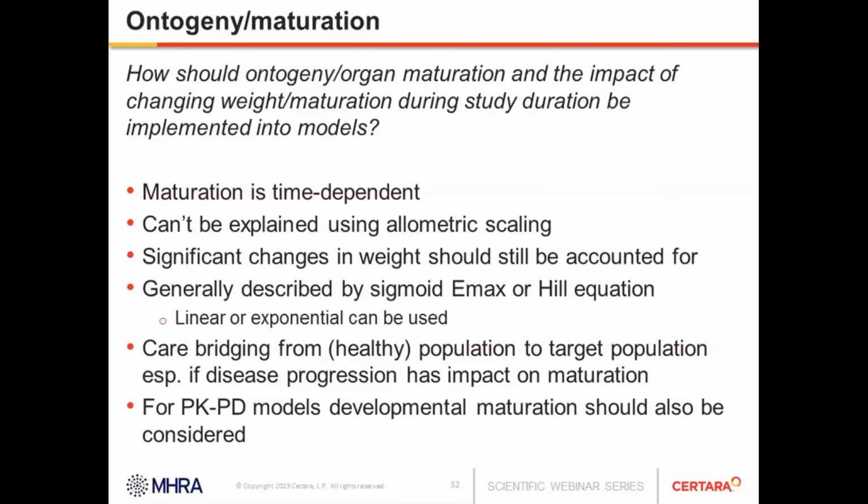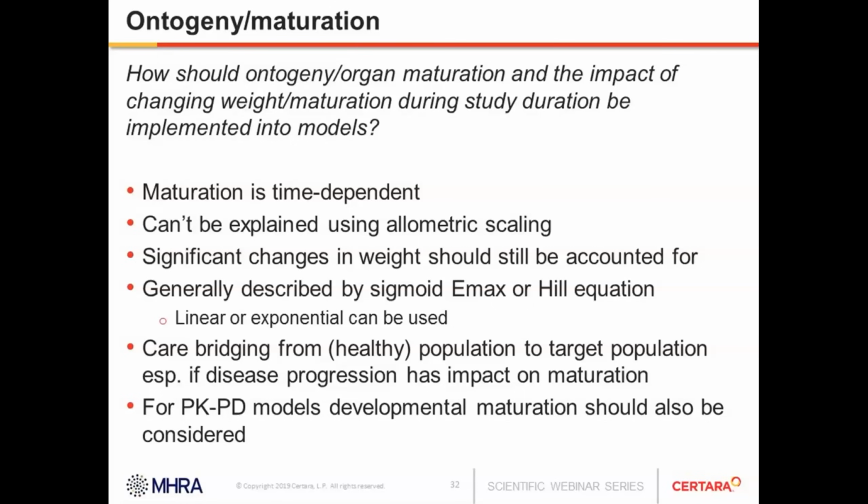We know that maturation functions are generally described well by sigmoidal Emax or Hill equations. However, there are some limited examples where a linear or exponential factor can be used. And when using maturation functions, it's important to take care when bridging from the source population, generally a healthy population, to the target population. If the underlying function is coming from a healthy population, we have to make sure that it is relevant for the target population, because there is a potential that disease progression may have an impact on maturation.